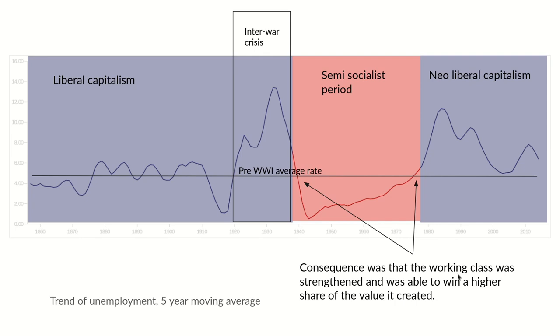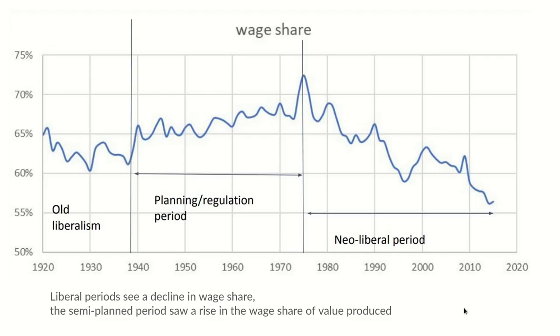The consequence of this was that the working class politically and economically was much stronger during the semi-socialist period and was able to win a higher share of the value it created. This is the wage share of national income. And you can see during the period of old liberalism from 1920 to 1939, there was a declining tendency of the wage share. I'd already shown that in the inverse in showing the rate of surplus value tended to rise.